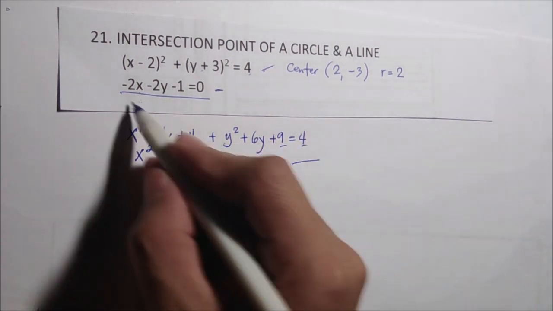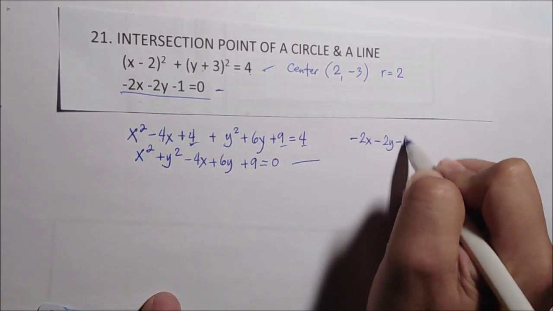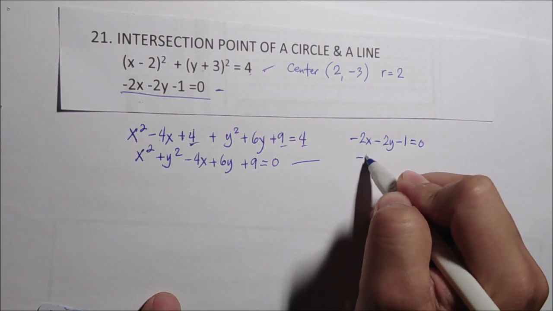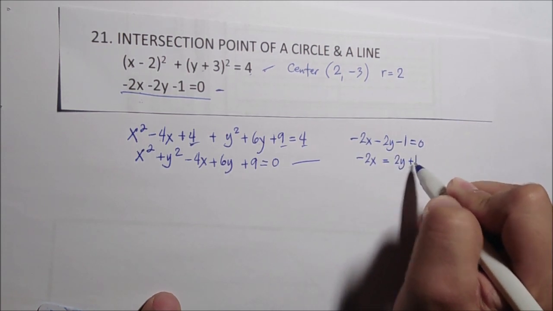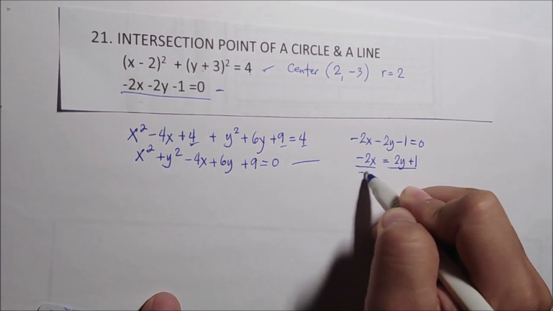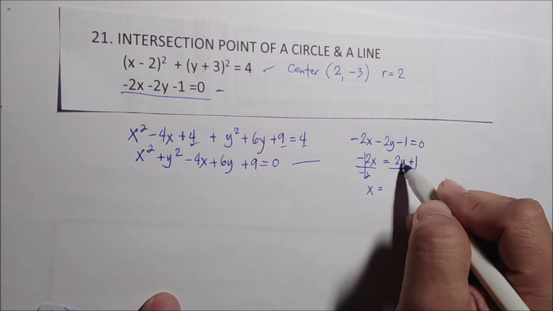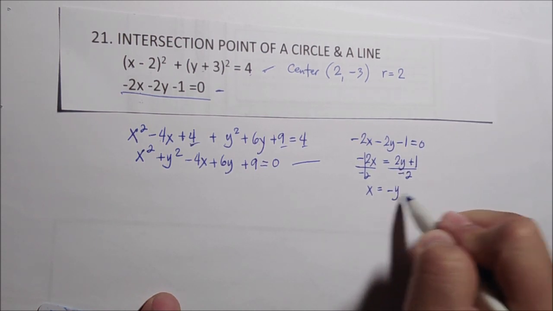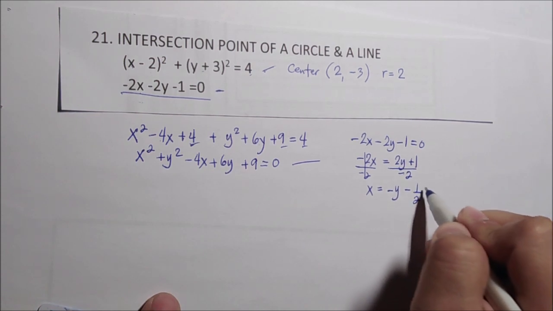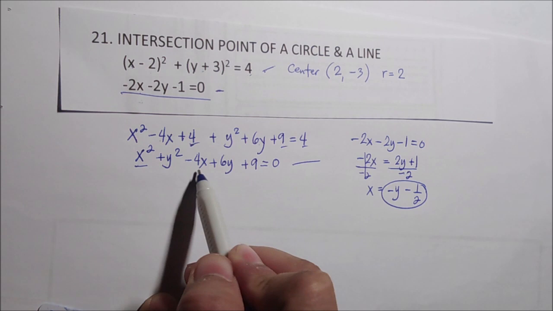And we have −2x − 2y − 1 = 0. So −2x is equal to 2y + 1. Divide both sides by −2. x will be −2y divided by −2, that is −y − 1/2. This will be the value of x. Substitute it here in the value of x.